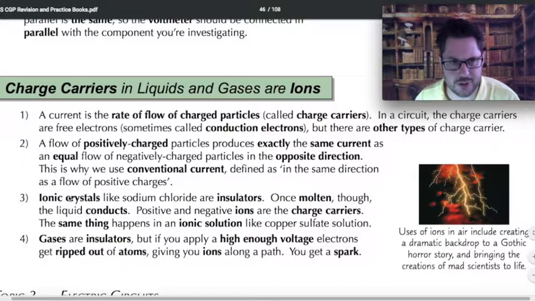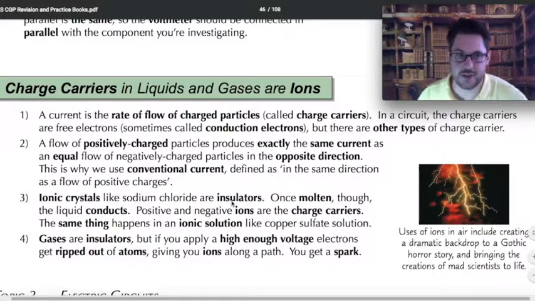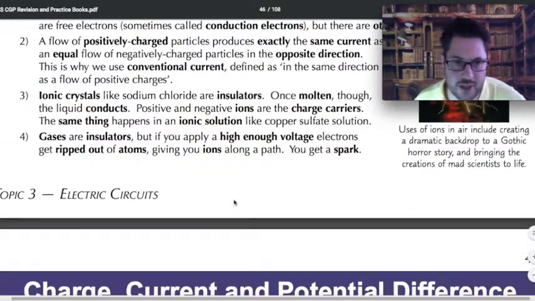Not really sure why they mentioned that in terms of highlighting these ions here, but it's a good point that in gases and liquids, we're talking about a flow of ions. So uses of ions in air include creating a dramatic backdrop to a Gothic horror story. Okay, so this, like lightning, is an example of such charge carriers. Okay, moving on.